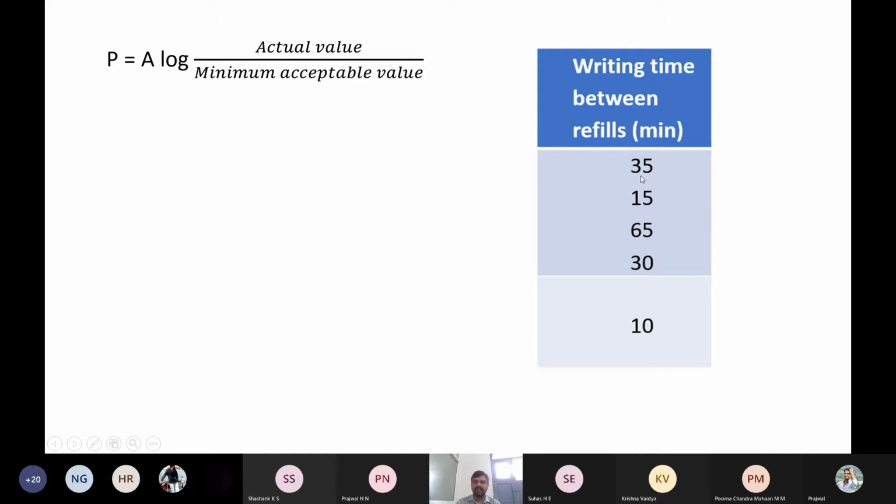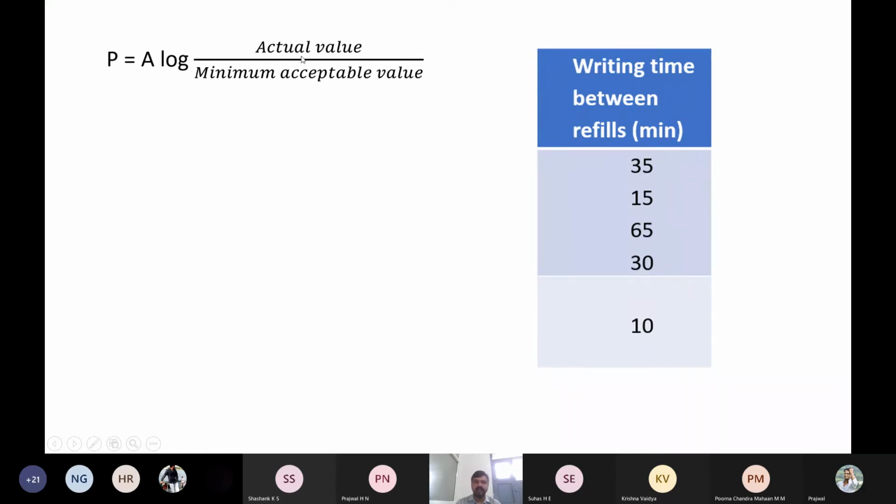Okay, first consider the writing time between refills. For which one can we assign a preference value of 9? Among A, B, C, D, this is the minimum acceptable value. So for which one can you assign 9? C, 65. So you can assign 9 for C. Next, P will be equal to 65.